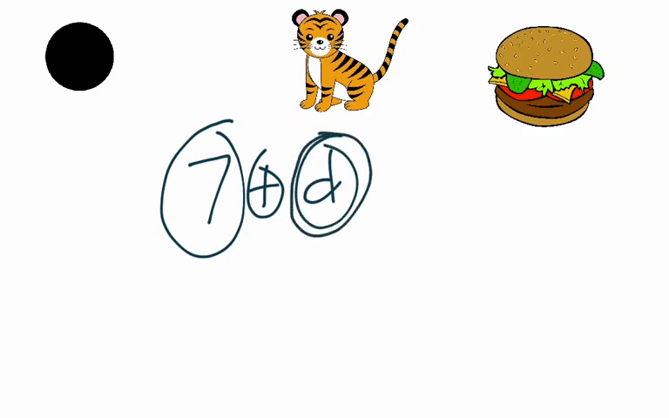And the variable is D. It could be 5, it could be 2, it could be 7. We don't know what the variable is. All we know right now is we have 7 dots, and we're adding more dots.